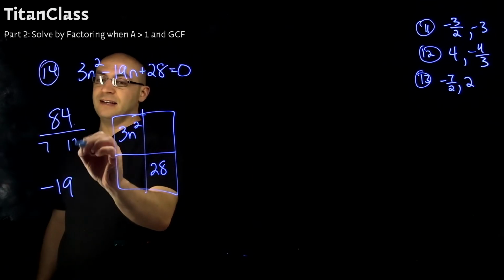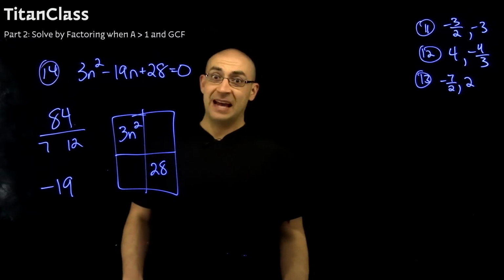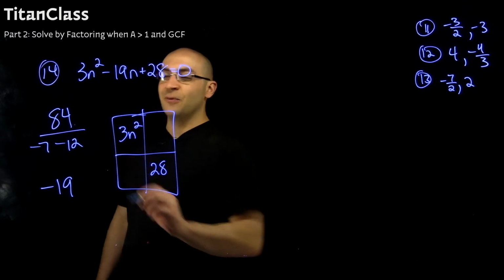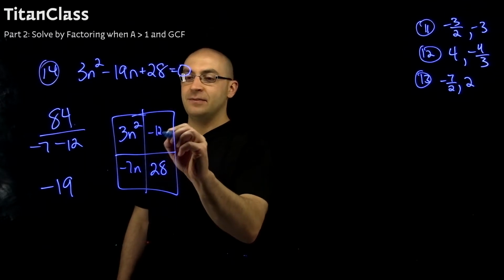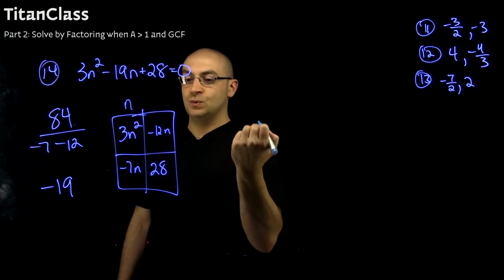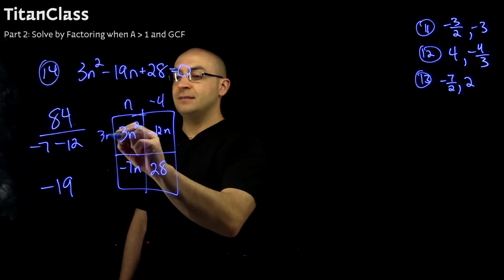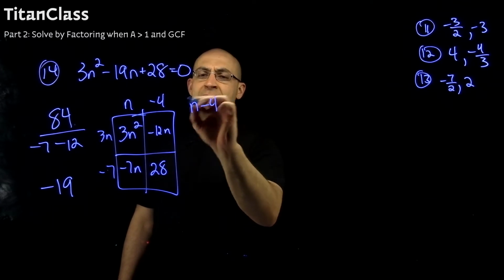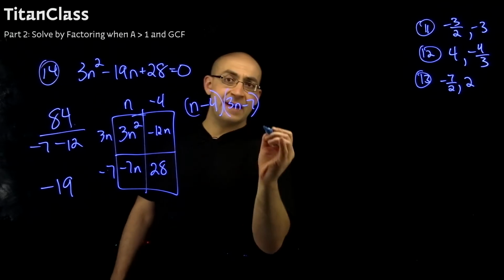I didn't know this one because I've never divided 84 to get negative 19 in my entire life, ever. All right, so hopefully you won't ever have to do this again after this. Anyway, both minus, right? Negative 7n, negative 12n, n, negative 4, 3n. This is a terrible question. Negative 7. Glad we're doing it together, though. n minus 4 and 3n minus 7 are my factors.